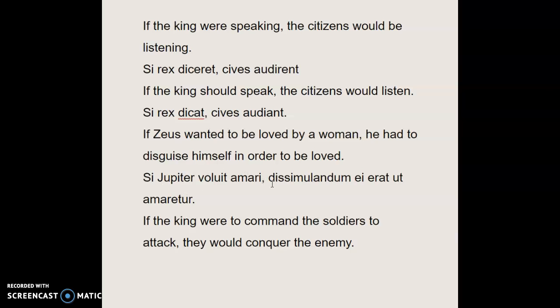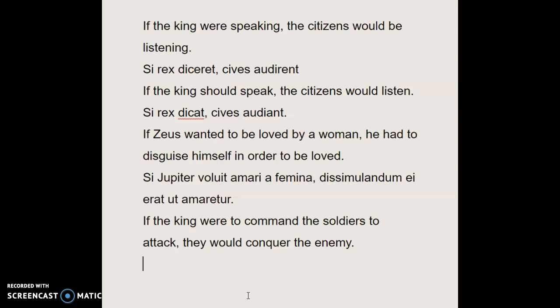If Jupiter wanted to be loved by a woman, nice ablative agent here. Plus we'll use femina for a woman. If Jupiter wanted to be loved by a woman, it was necessary for him to be disguised in order to be loved. Si Jupiter voluit amari a femina, dissimulandum ei erat ut amaretur. So notice how all these different pieces of grammar can come together and start forming really complicated sentences. And this is one of the reasons reading Cicero becomes so tricky, is he likes throwing all these different sentences together.